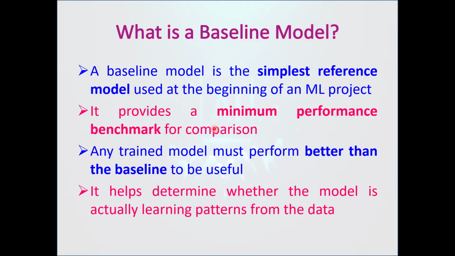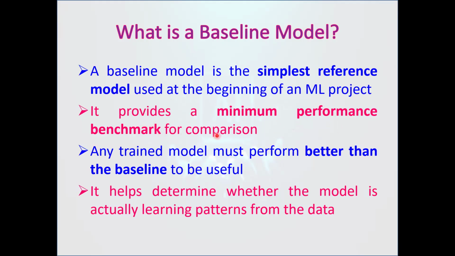Next, what is a baseline model? The baseline model is the simplest reference model used at the beginning of an ML project. That means a baseline model is defined as the simplest prediction method created at the start of a machine learning project. It usually requires minimal computation, little tuning, and no complex feature transformations. The purpose of this model is not to achieve high accuracy but to establish a basic level of performance that later models must exceed. This makes it an essential first step in structured model development.